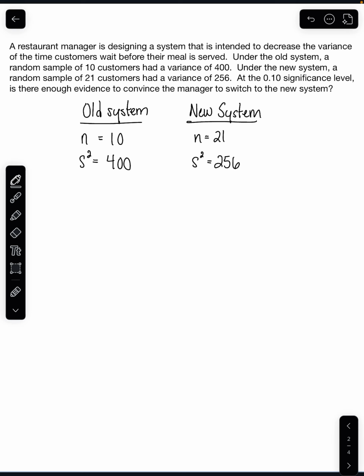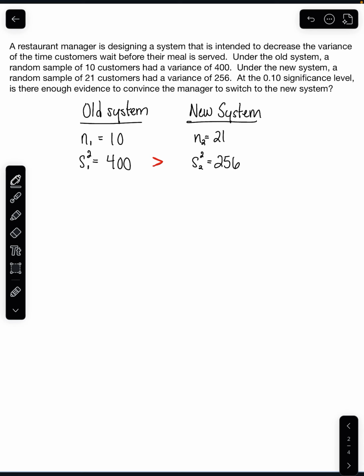Now again, which one of these we choose as sample number 1 and which one is sample number 2 is going to be determined by which one has the larger variance or larger standard deviation. Since the 400 is larger than the 256, we're going to use the old system as sample number 1 and the new system, therefore, as sample number 2. This will then allow us to properly write our hypotheses.